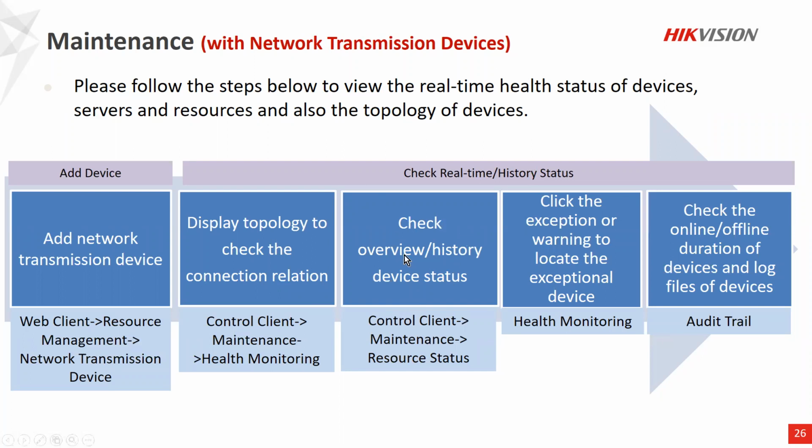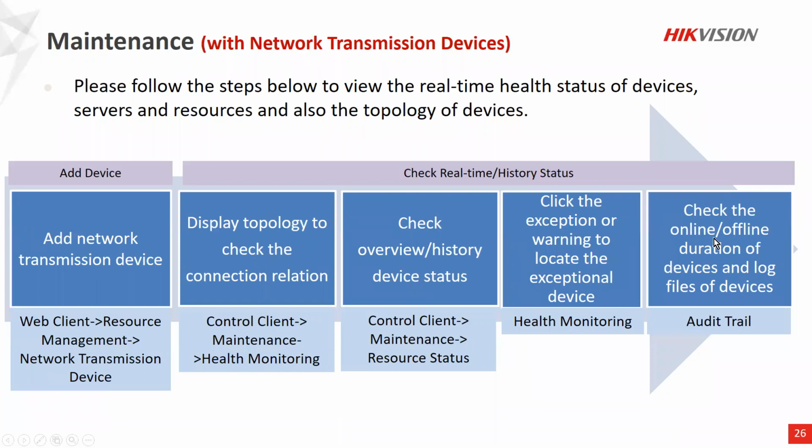We can check the overview status and the device status, as I just mentioned. In the control client, we can do it under maintenance and the resource status and so on. And we can also check the exceptions and the warnings. Exceptions, we can set up alarms as well for this. Under health monitoring, that's the first part of the video that you did see. The red parts are the exceptions. You can click on it to see exactly what is the problem.